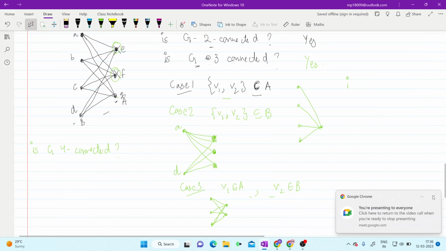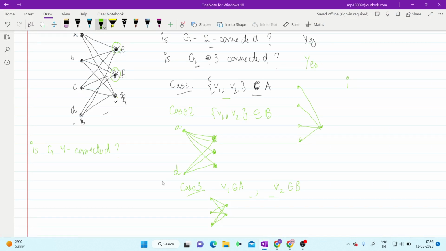So what do you think, is G 4-connected? See, we are trying to find the connectivity of this graph. We know G is 2-connected, we know G is 3-connected. So to check if G is 4-connected, you have to show that if we remove 3 vertices, for all collections of 3 vertices, this graph should remain connected. If you can find 3 vertices whose removal will make this graph disconnected, then this graph is not 4-connected.